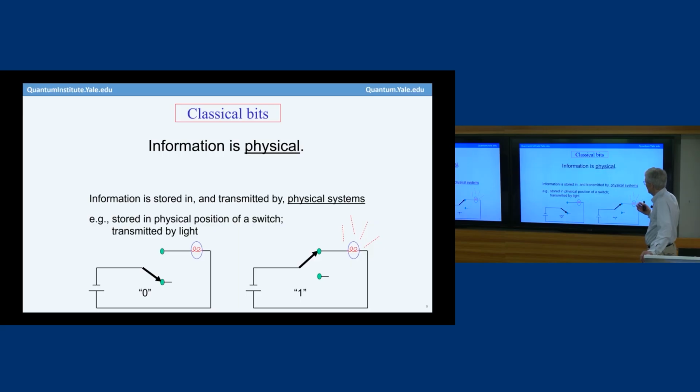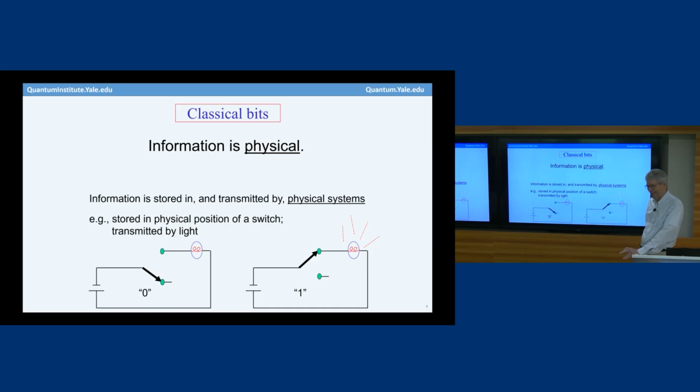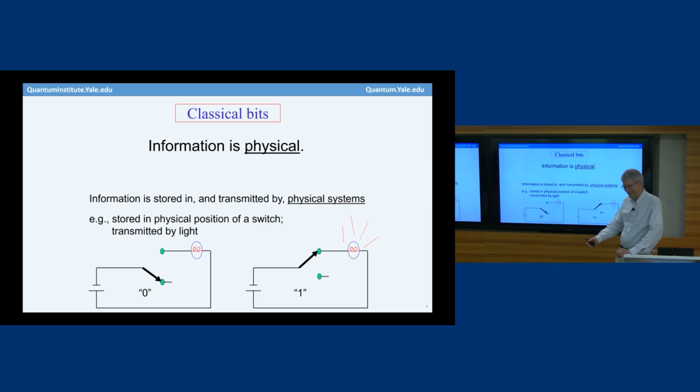All right. So physicists believe that information is physical. It's stored in, carried by, represented by physical systems. For example, the simple example is you have an electrical circuit with a battery, a light bulb, and a switch that can be in two positions. And the physical position of the switch can represent 0 and 1 because there are two values, open and closed switch.